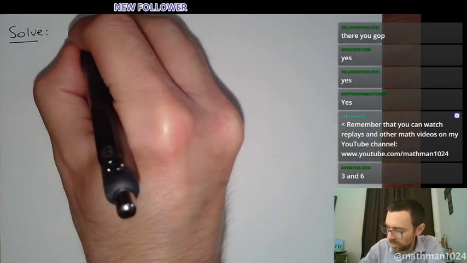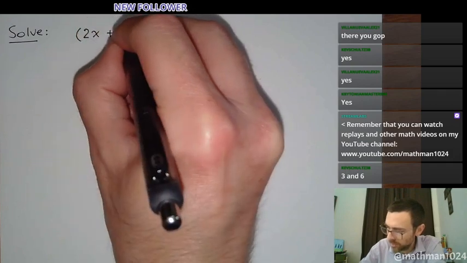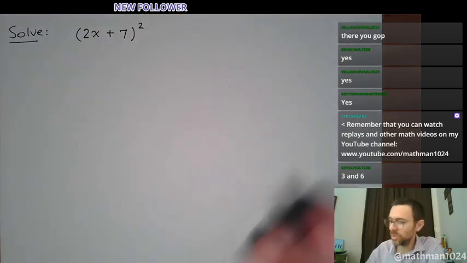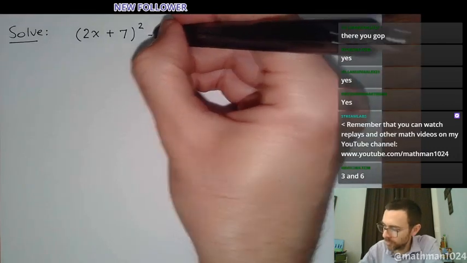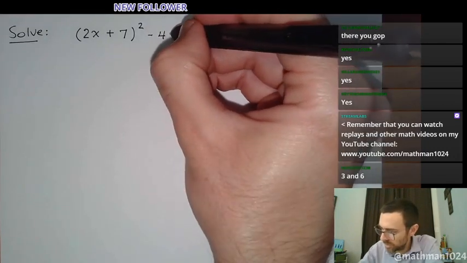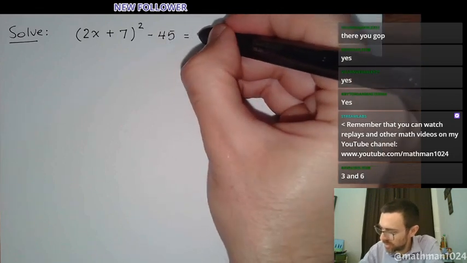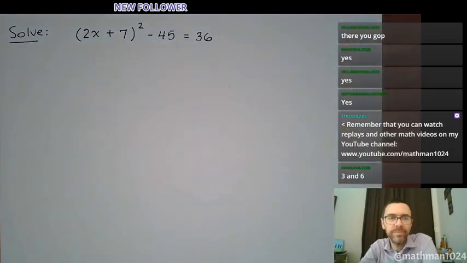Now, we're going to try (2x + 7) quantity squared minus 45 equals 36. Just another day in paradise, right?